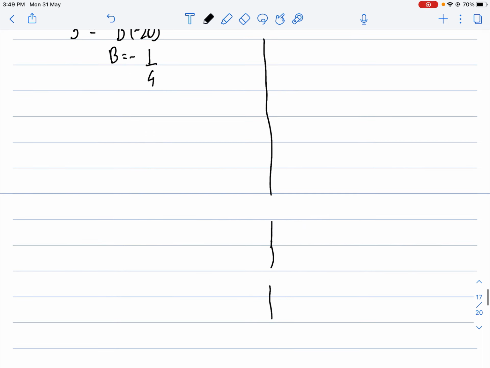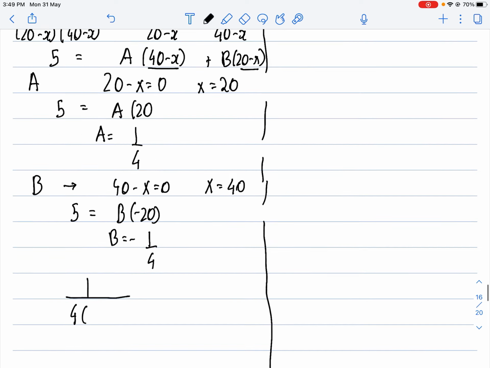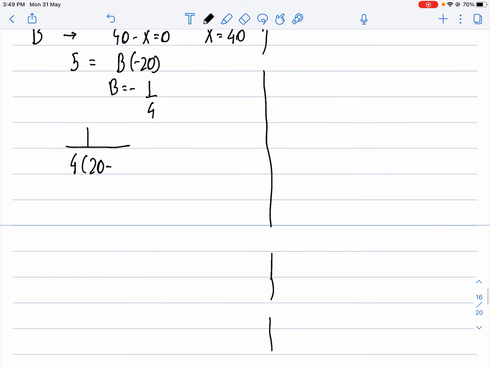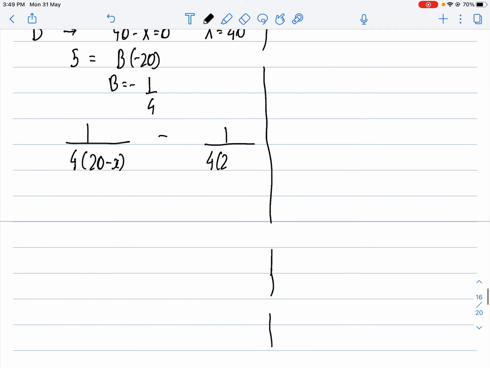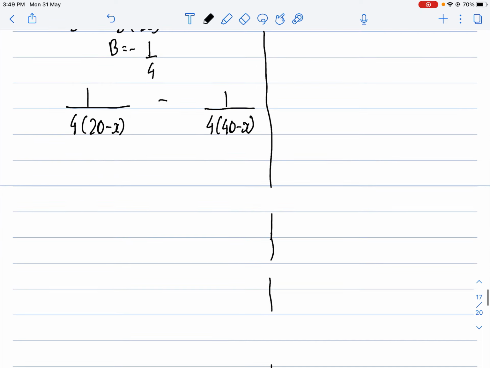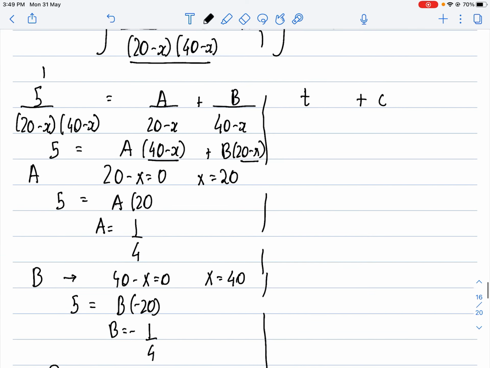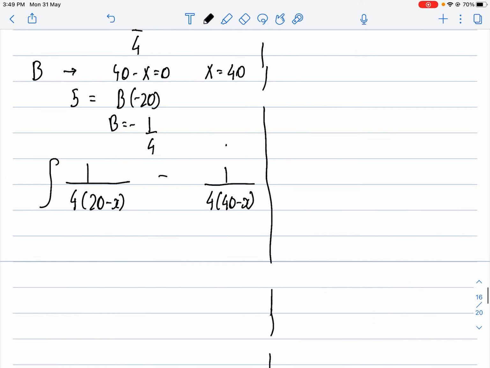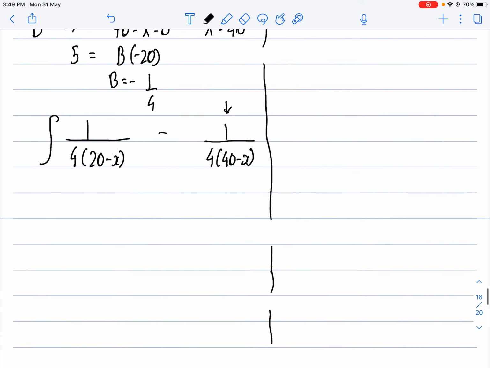Now I can write this in the partial fraction form as 1 over 4 into (20 minus x) minus 1 over 4 into (40 minus x). Got it? Now I need to integrate something like this, correct? Because I've just written this in the partial fraction form, the main process of integration is left.